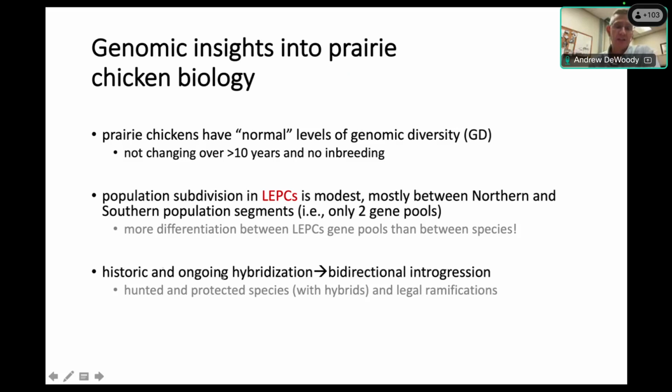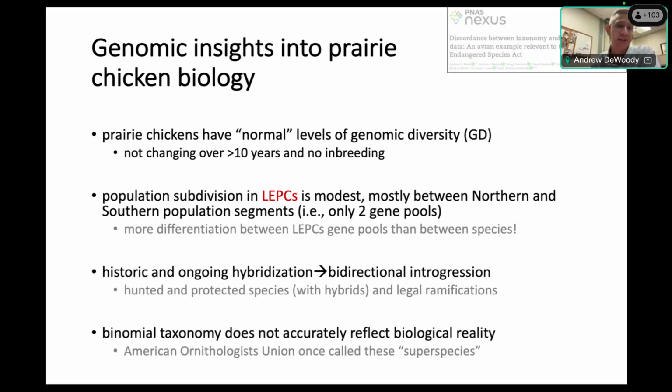And the genomic data showed clear evidence that the hybridization that's observed in the field actually leads to this process of introgression, the leakage of genes from one species into another, and it works both ways, lesser genes going into greaters and greater genes going into lessers. And this is a complicated situation with the fact that one of these is, well, up until very recently, a protected species under the Endangered Species Act, whereas the other could be a hunted species in portions of its range, and there's hybrids. And I'm not a lawyer, but I think there's probably a lot of legal ramifications to that.